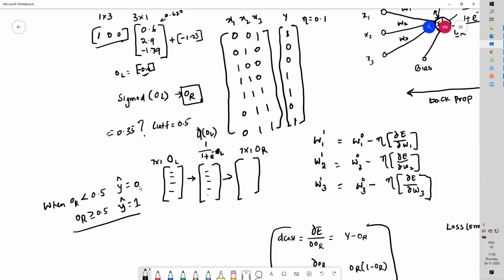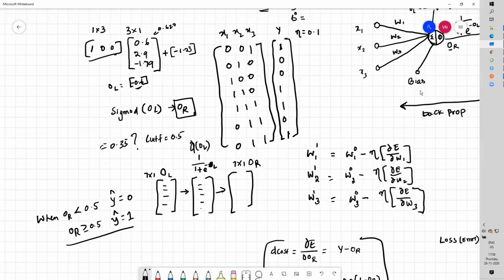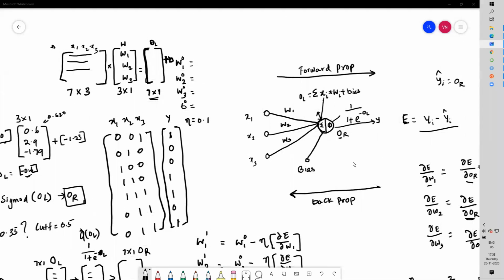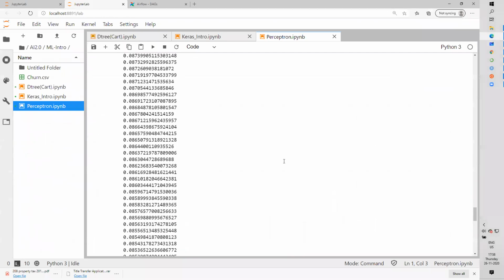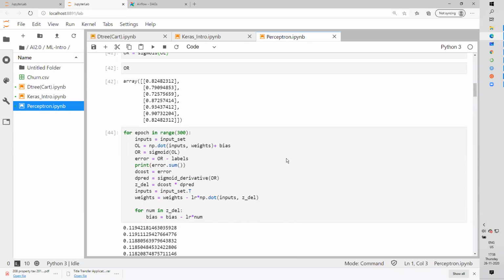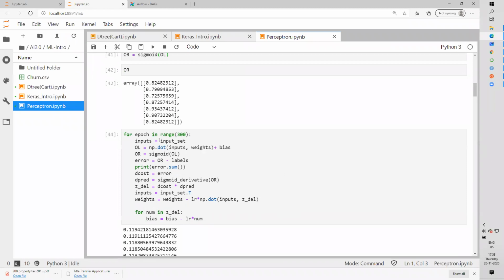When the probability of something is greater than 1, we will consider it as 1 prediction. And finally, we are able to completely program a single perceptron. This is just a single perceptron in Python. So now I can use this perceptron code to train any model for that matter.